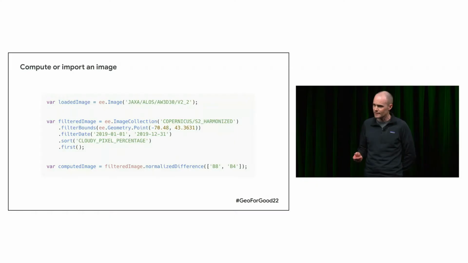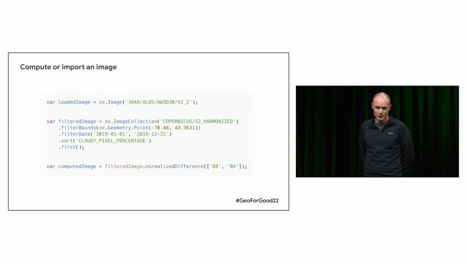So starting out, this first step of computing or importing an image, we need to get this image, and there's several ways that you could do that in Earth Engine. The most straightforward is just to load an image that's sitting in the asset store. So in this code example here, I'm calling ee.Image. I'm making an image object out of a path. This happens to be the path to a digital elevation model.